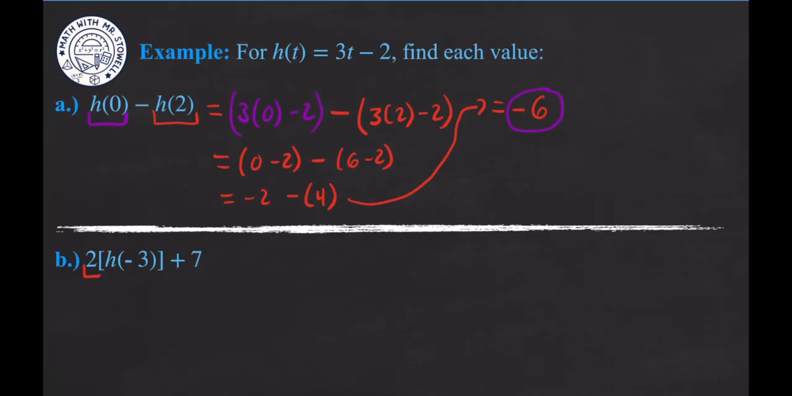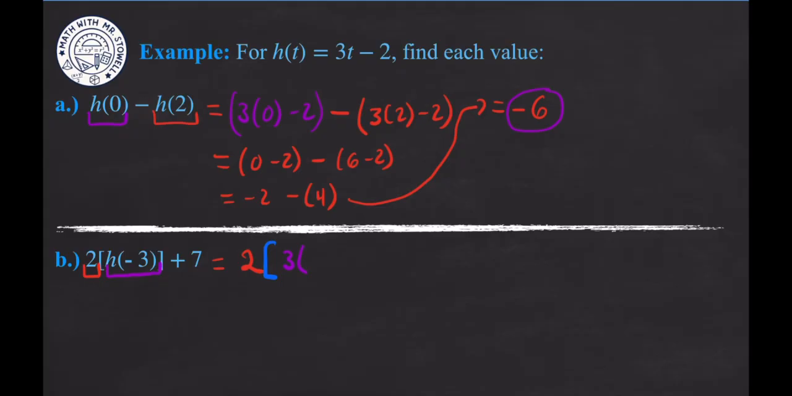Part B of this, we have a lot going on. We have 2 on the outside multiplying h of negative 3 that's inside. Then we want to add 7 on top of this. So what we're going to do is take this, put 2 on the outside. We're going to get some parentheses. We're going to use some brackets on this. Let's do h of negative 3.